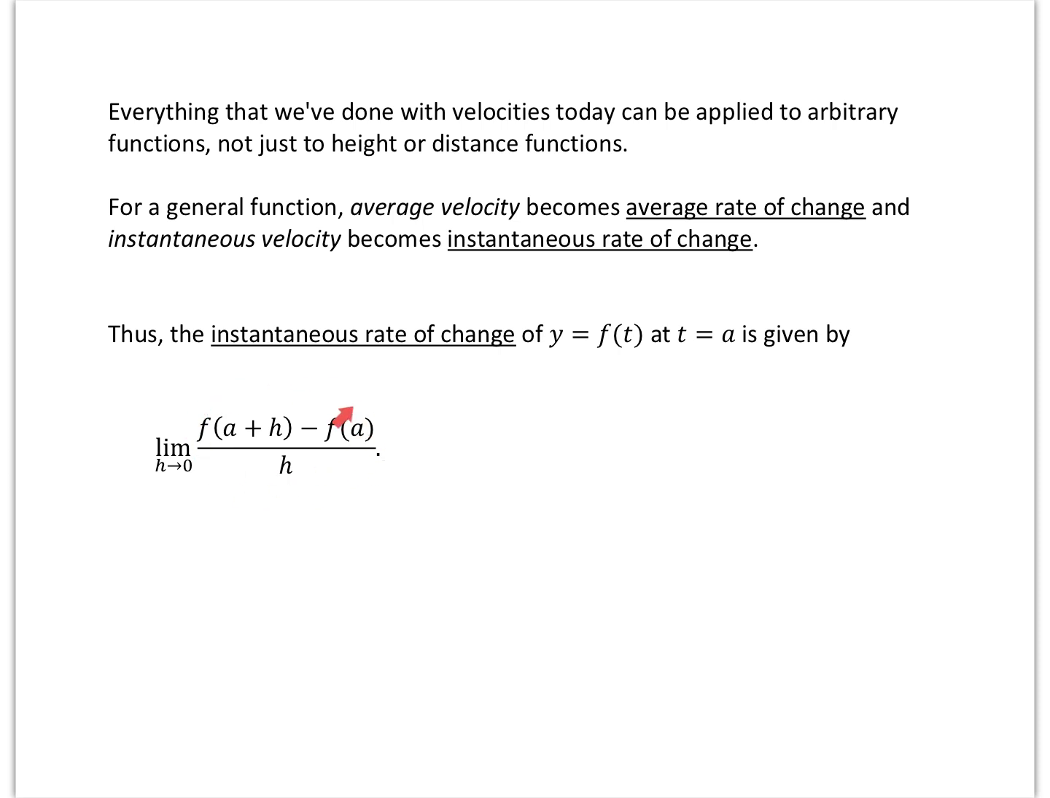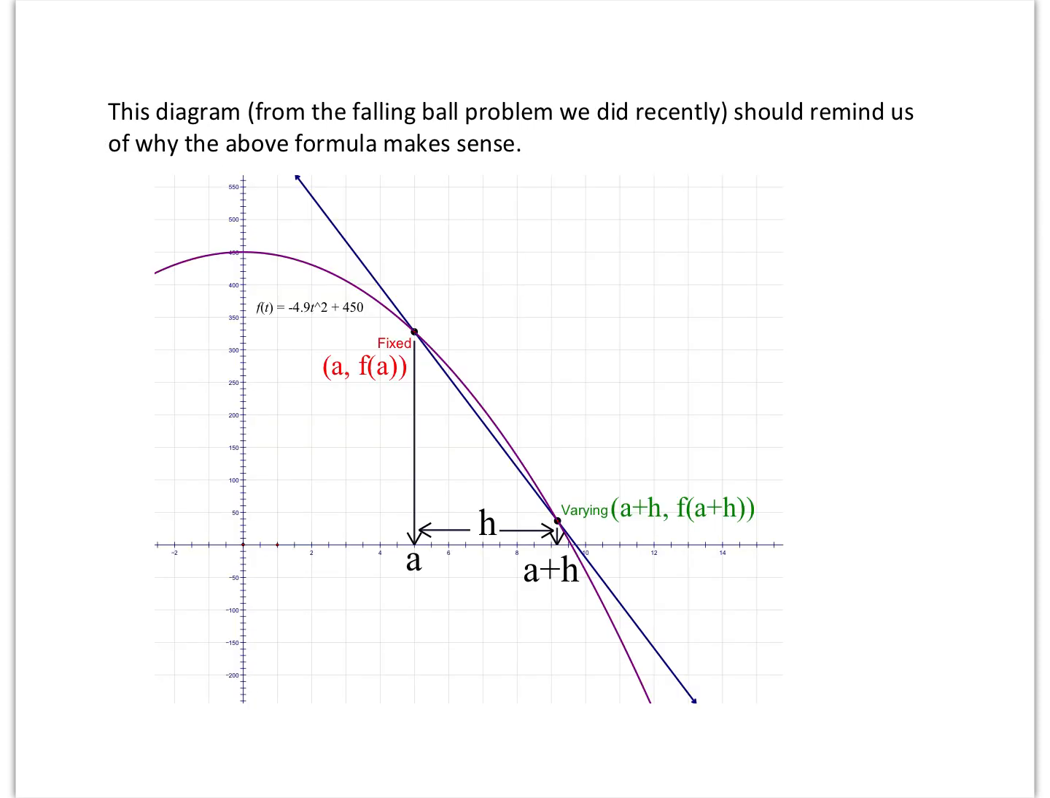So we take the average rate of change from a to a plus h, and then we take the limit as h goes to 0. Okay, and this diagram is exactly why that formula is what it is. So we have a fixed point at a comma f of a, and a varying point at a plus h comma f of a plus h, where h is just some amount of time after t equals a. So if t equals a, you add h to it, you get t equals a plus h. And then we calculate the slope of the secant line connecting those 2 points. And then we take the limit as h goes to 0. So as the varying point approaches the fixed point, and the limit goes to 0, those 2 points merge, and you have the instantaneous velocity, which is the slope of the tangent line at x equals a, or t equals a.